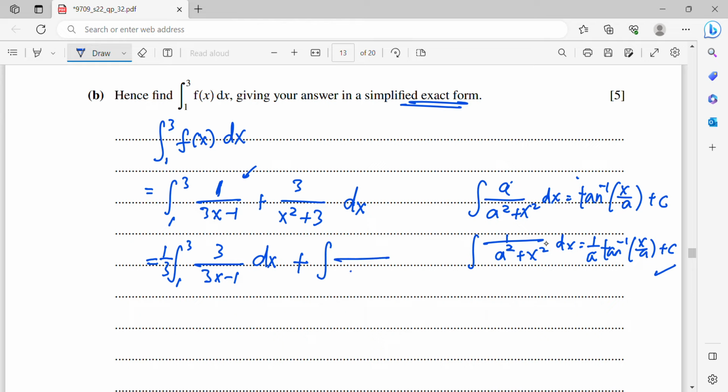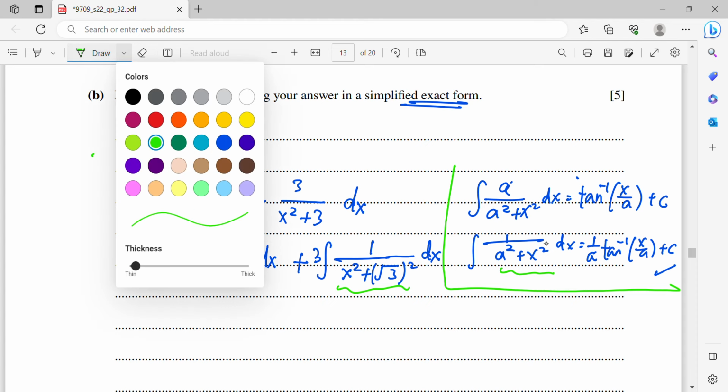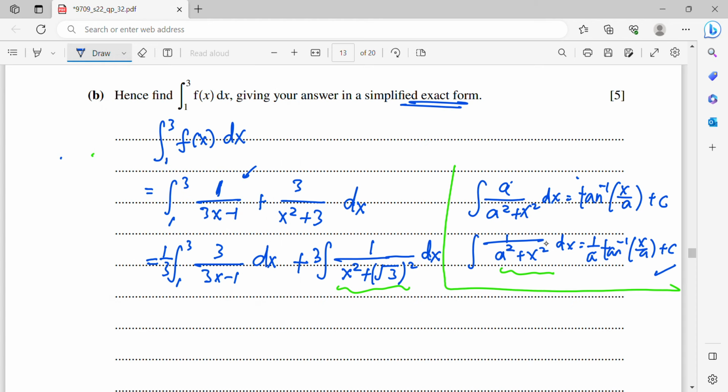So I will change x squared plus 3, I change 3 to square of square root 3. Square of square root 3, yeah. Then here dx. Okay, the 3 I will move out. And then here is 1. Numerator is 1. So once I have written in this form, it is a similar form as in the formula. Okay, so now I will use the formula right now.